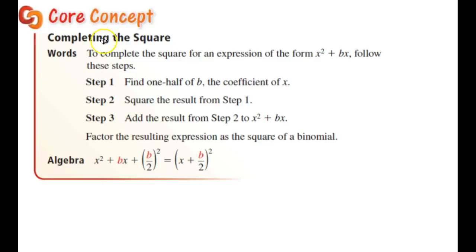So now here's my core concept, kind of explaining what we're doing. To complete the square for this expression, I follow these steps. First, I find 1/2 of b. So I divide this b term by 2, and then I square that and add that into both sides. But the thing is, I have to add it to both sides to make it mathematically correct. And we're going to see this over and over, so don't worry too much if you don't understand these words yet. And then I can factor it.